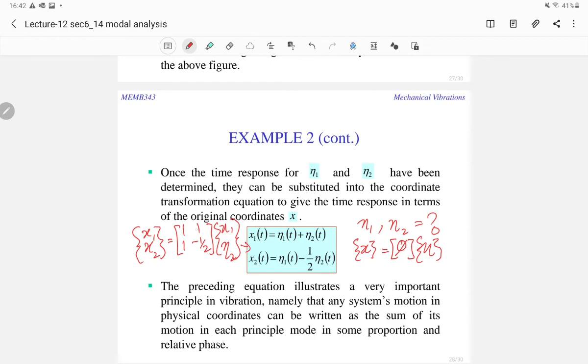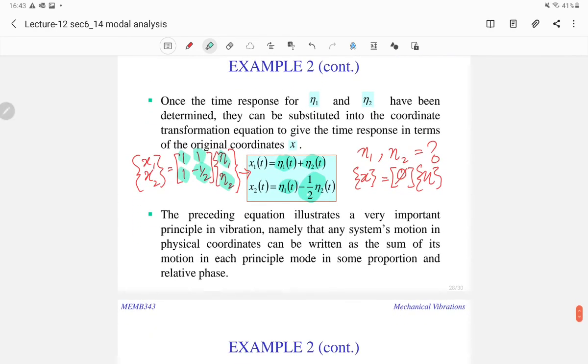You can see that x1, sorry, that's not x, that should be eta. So you can see that 1 times eta 1 is this one, plus 1 times eta 2 is this expression. And then you have the second equation, you just multiply eta 1 and negative half eta 2. That's how we get the expression. So then you can solve for your x1 and x2.